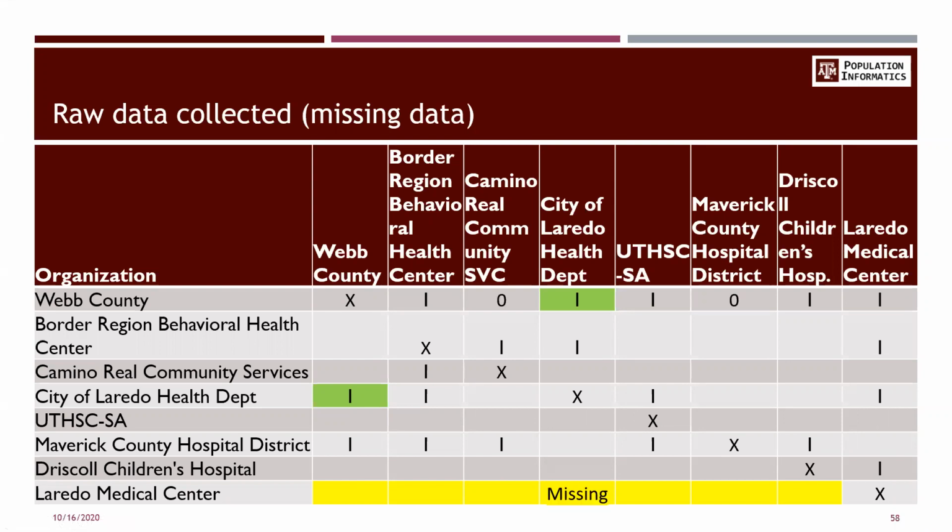Well, this slide is to try to demonstrate. On the original data I got, over here there's nothing, and over here there's nothing. This means something totally different, because up here it's actually 0, meaning Webb County did the survey and said, no, I don't work with Camino, and no, I don't work with Maverick. Whereas down here for Laredo Medical Center, there's nothing, but they didn't say no; they didn't bother answering the question. So you have to distinguish between missing data and actual negatives in data.